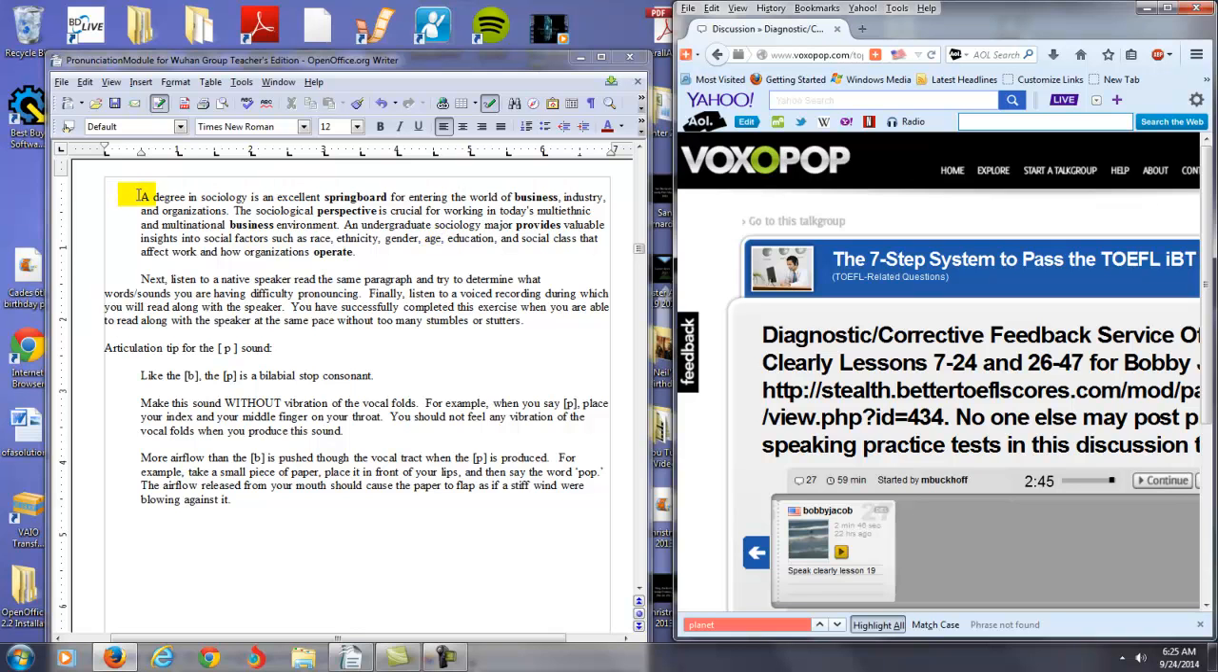So let's practice it one more time. A degree in sociology is an excellent springboard for entering the world of business, industry, and organizations. The sociological perspective is crucial for working in today's multi-ethnic and multinational business environment. An undergraduate sociology major provides valuable insights into social factors such as race, ethnicity, gender, age, education, and social class that affect work and how organizations operate.